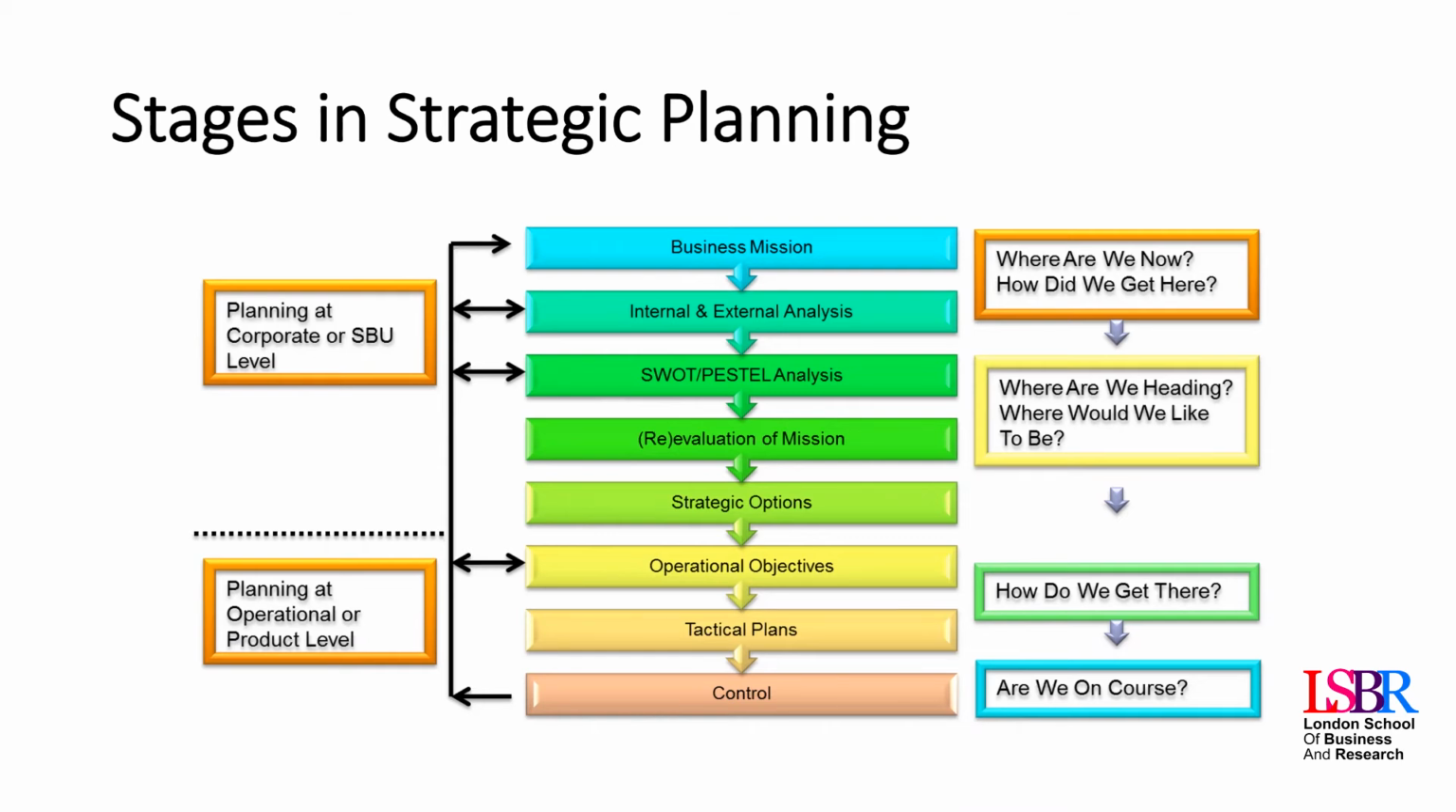Has anything gone wrong? Has something maybe not been implemented correctly? Has something been discovered in the implementation that now needs further changing? So control is very, very important. Okay, it's about making sure that your business is still on course on delivering that change. And those are some of the stages involved in strategic planning.